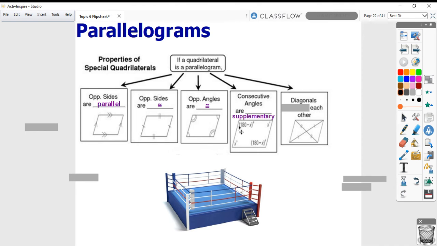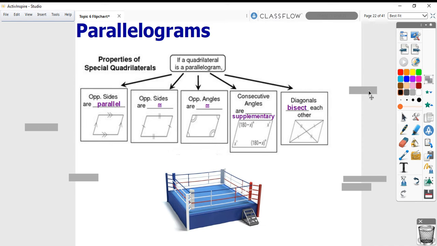So I'm talking about like both of the ones on the top right here. This one plus this one would add up to 180. Both of the ones on the left, this angle plus this angle, would add up to 180. Okay, so consecutive angles, the ones next to each other, are supplementary. Our last thing is this.